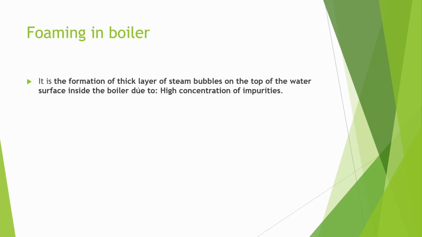What are the problems that we face due to foaming? If a thin layer of steam bubbles forms on the top of the water level, then it sends a false indication to the water level indicator. It can sense that the water level is low or high due to the steam bubbles. So it faces problems maintaining the exact boiler water level if there is foaming.